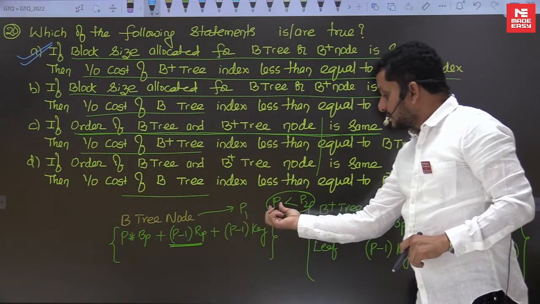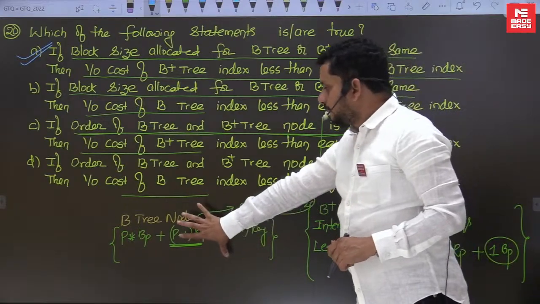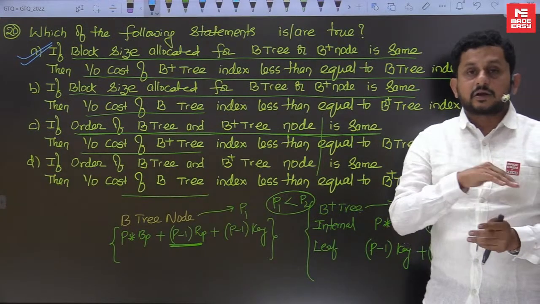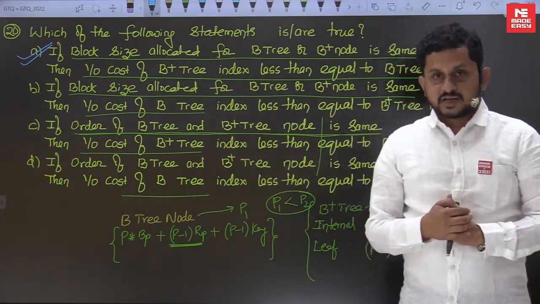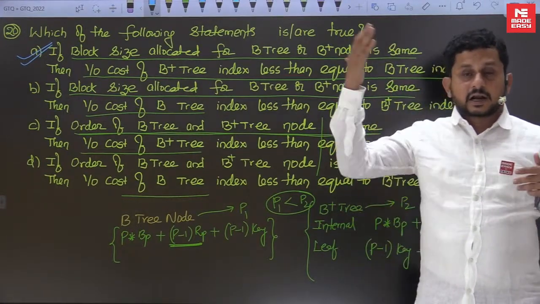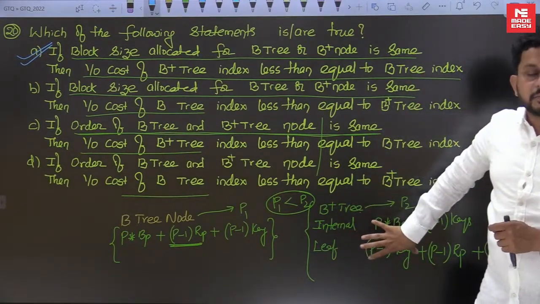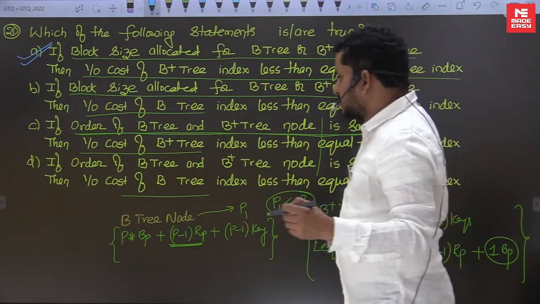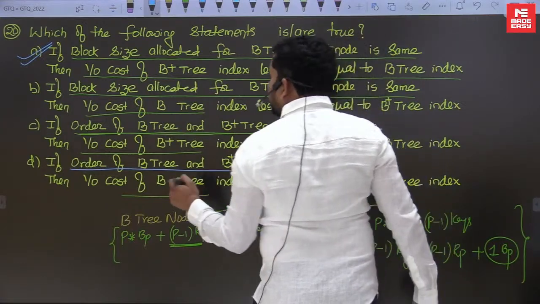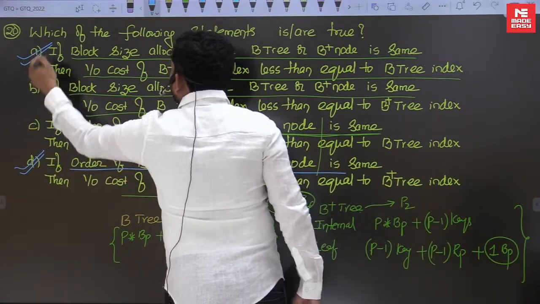But in case we allocate the same order, there is one advantage of B tree: there are no repeated keys. Internal node keys are separate from the leaf node keys, whereas in B plus tree, every key of the internal node must also be stored in the leaf nodes. Because of repeated keys, it may take more levels and more access cost. So if the order value is the same for both trees, B tree access cost is less. So both are complementing each other.